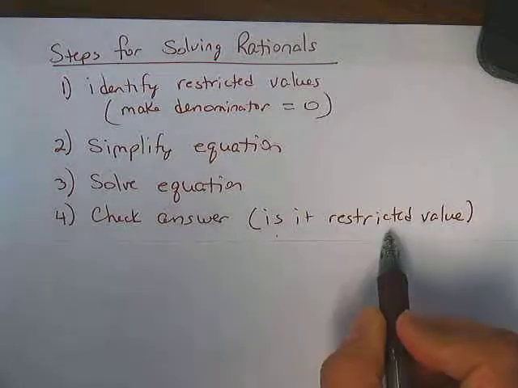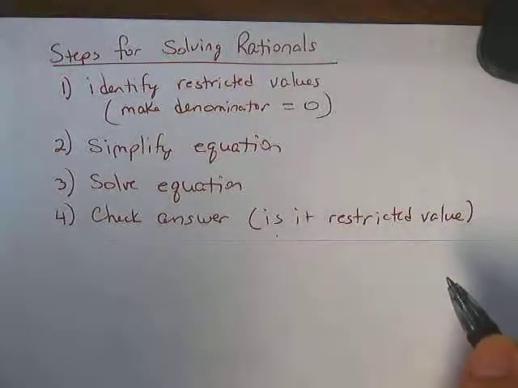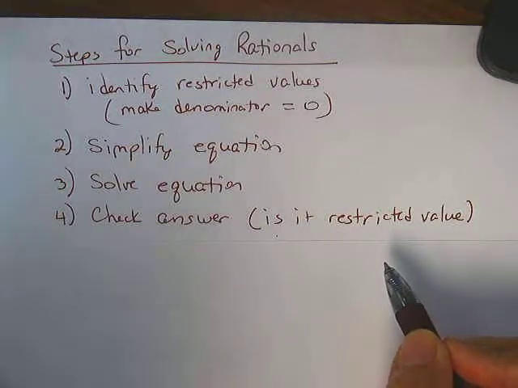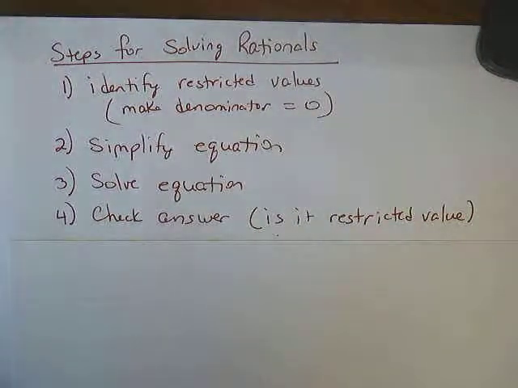Is it a restricted value? So was it something we identified as not acceptable? Then we would say that's an extraneous solution. Also, if it's a word problem, we want to make sure the answer is reasonable. For instance, if we were solving for a speed that we were driving, a negative answer would not make sense because we don't drive backwards.